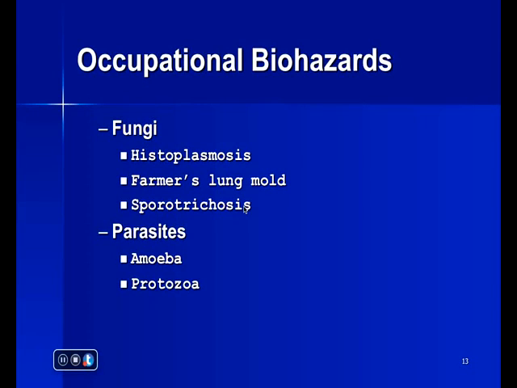Now, for other occupational biohazards, we have some fungi, which are things like histoplasmosis, farmer's lung mold, and sporotrichosis. I showed you sporotrichosis earlier, with the rose people who had the swelling up of things on their arms. Histoplasmosis is endemic in the Ohio Valley. When the flocks of blackbirds come flying over and leave droppings, one of the things that can occur is histoplasmosis. And then there are parasites that can be out there as well, things like Giardia lamblia, which is a protozoa, or amoebas, and there are reasons that you boil water when it's potentially contaminated.